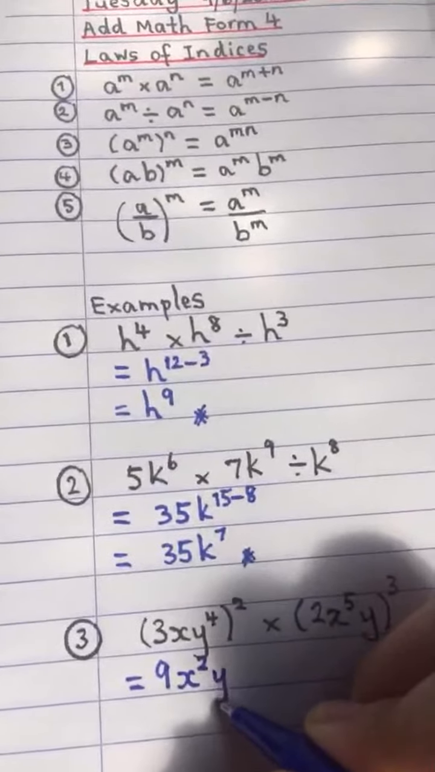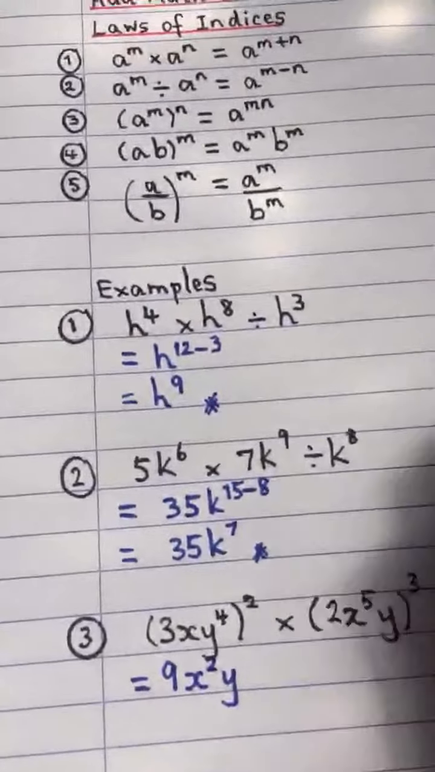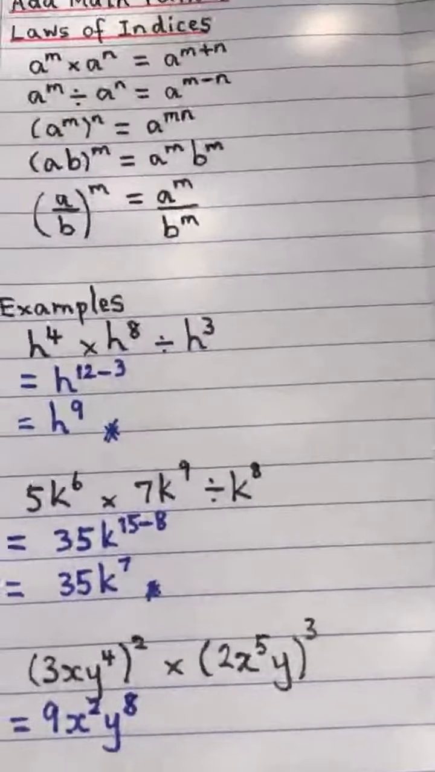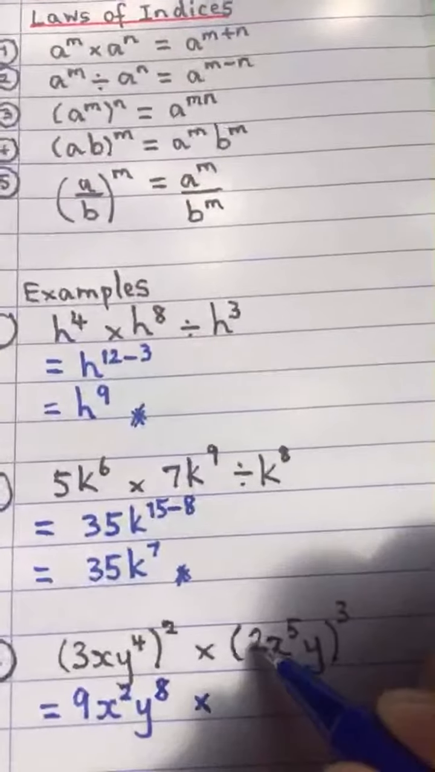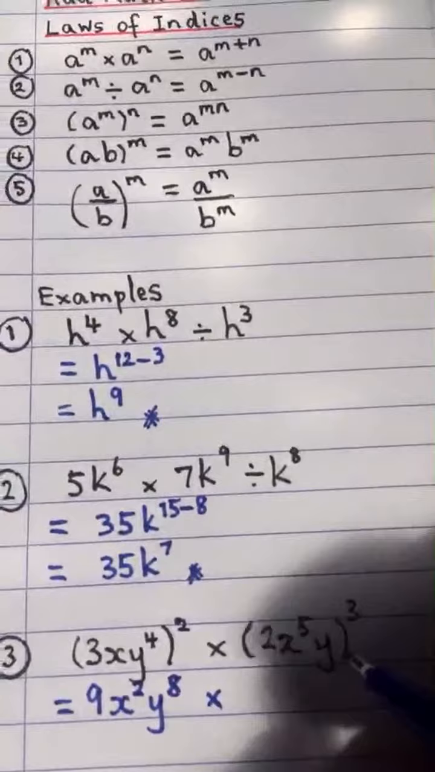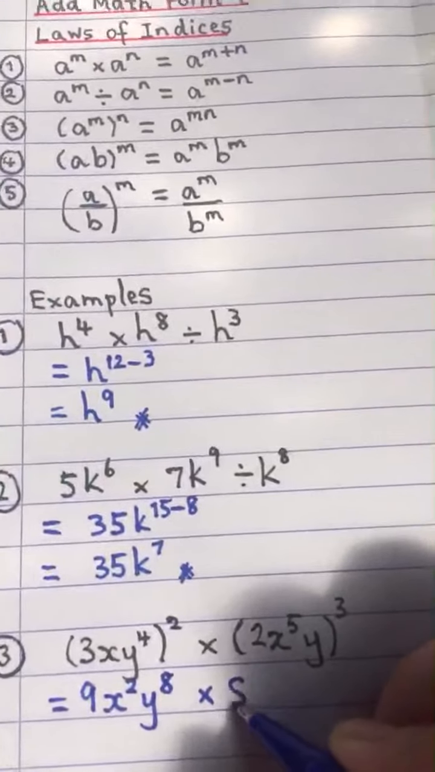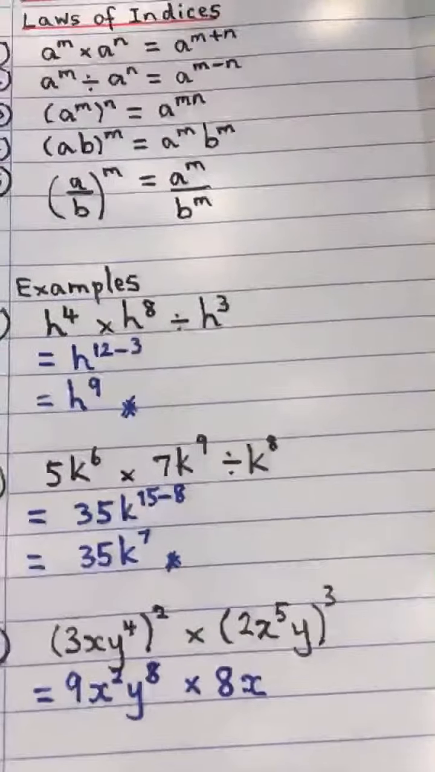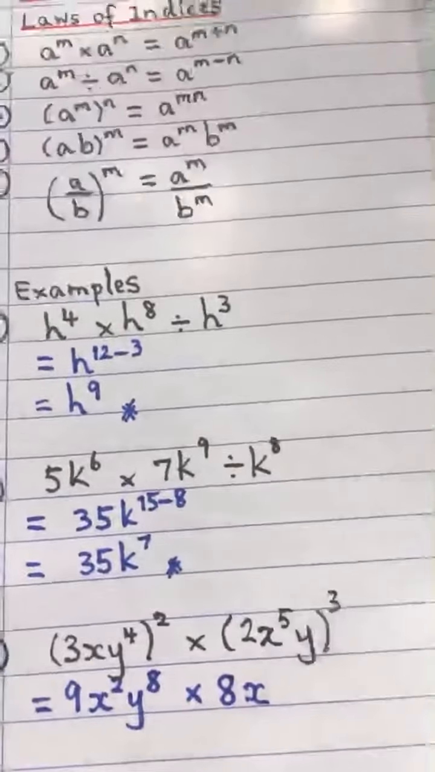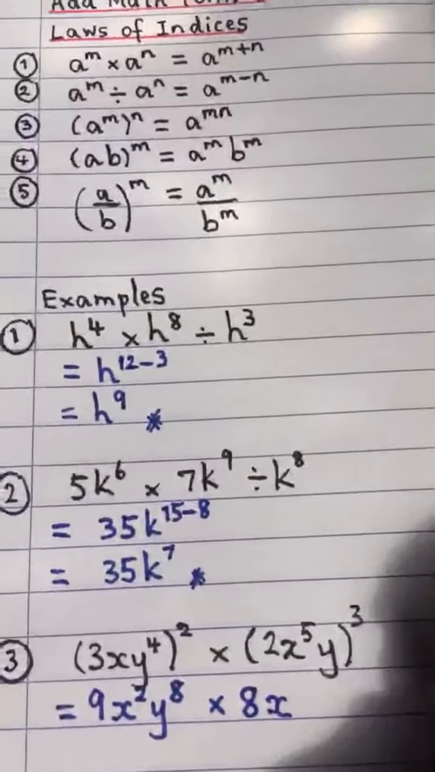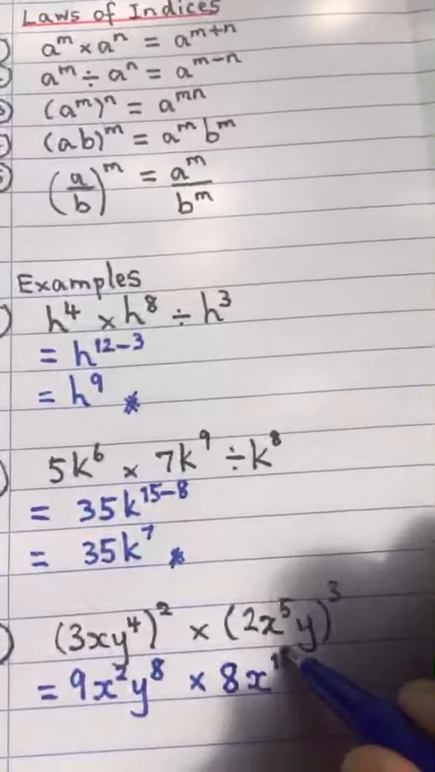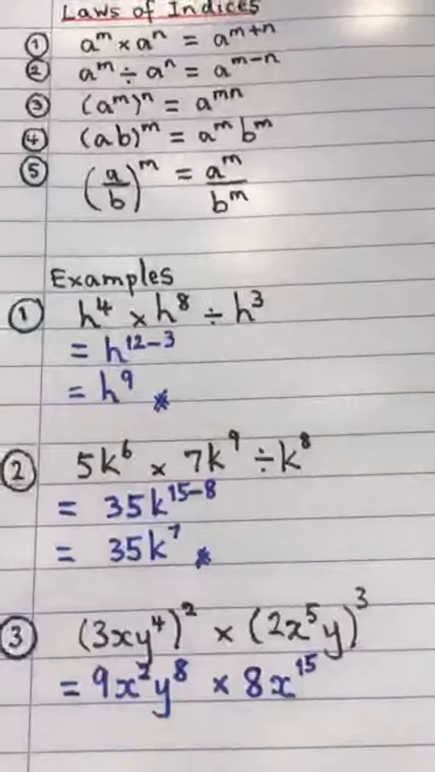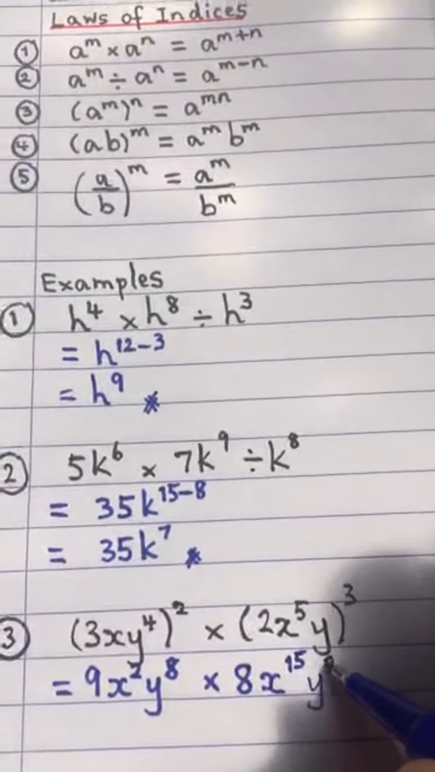Okay, y: 4 times 2 will give you 8, so you get y power 8. Now do the same thing for the second expression. You have 2 power 3. 2 power 3 will be 8, because 2 times 2 times 2 is 8. For x, 5 times 3 will be 15, so you get x power 15. This y is single, so y power 1 times 3, so you get y cubed there.